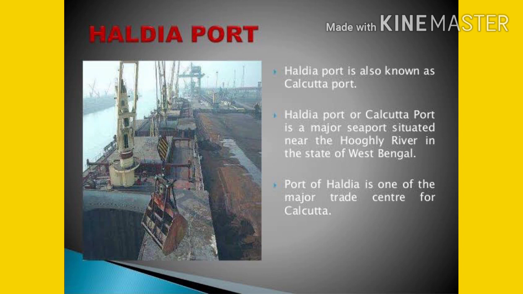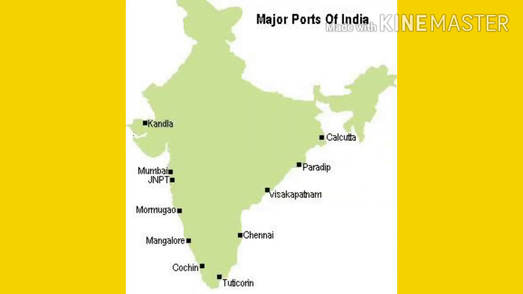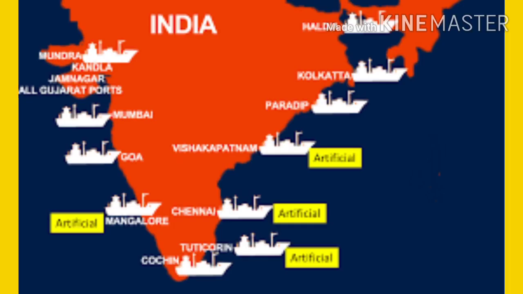So once again, Haldia port was developed as a subsidiary port in order to relieve growing pressure on Kolkata port. It is situated near the Hooghly River in West Bengal, and is one of the major trade centers for Kolkata. So here we studied the 6 major seaports on the west coast of India and also the 6 major seaports on the east coast of India.